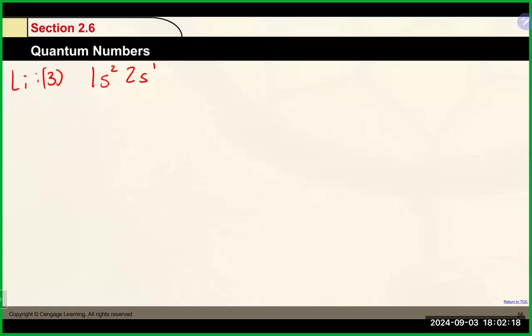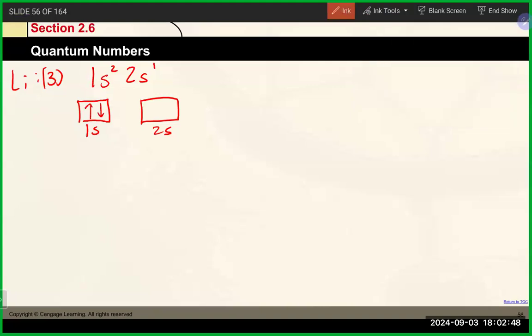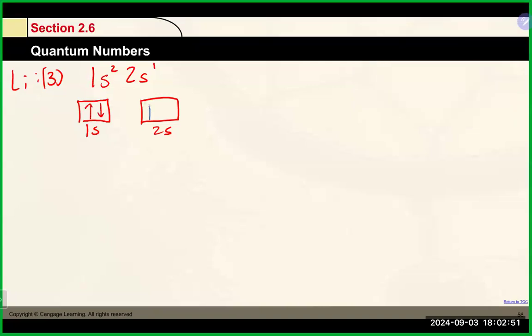If we look at our orbital diagram, we will need 2 boxes, one for the 1s and one for the 2s. Normally, if you were going to draw this based on energy, the 2s should go above the 1s. I'm just going to draw them next to each other to save space. But if you do it truly based on energy, obviously my 2s is higher in energy than my 1s, so it should go above it. We're going to put our first electron in, second electron in, and now our third electron will go into the 2s orbital and will go in this upwards direction.